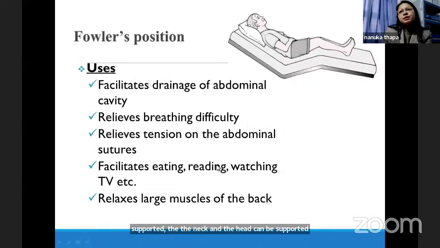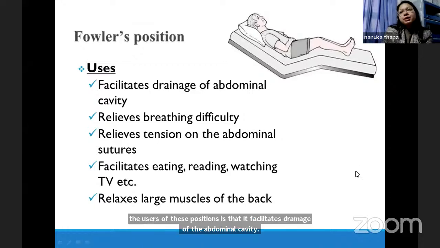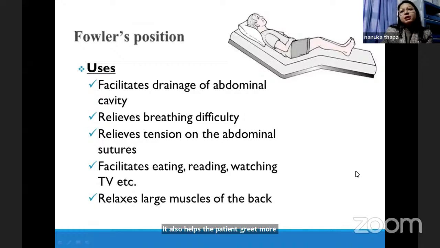And the uses of these positions is that it facilitates drainage of the abdominal cavity. It also helps the patient breathe more comfortably. It relieves tension of the abdominal sutures also, and facilitates eating, reading, watching TV and other things. It also relaxes large muscles of the back. So we can see the patient looks very comfortable in this position.